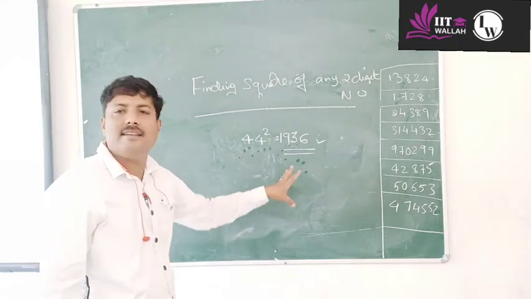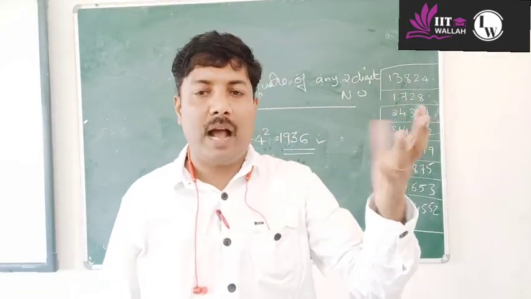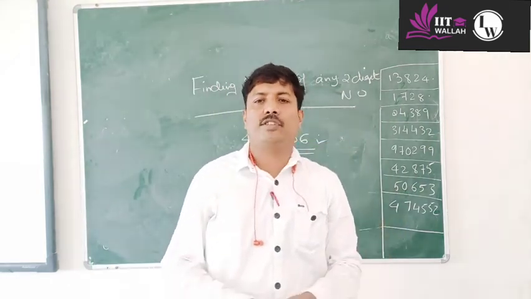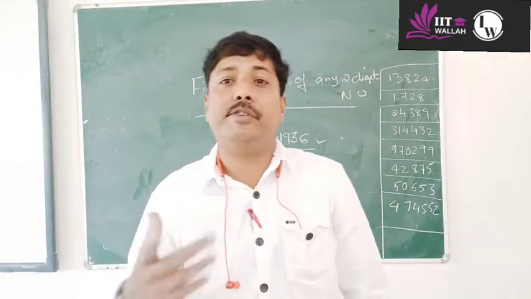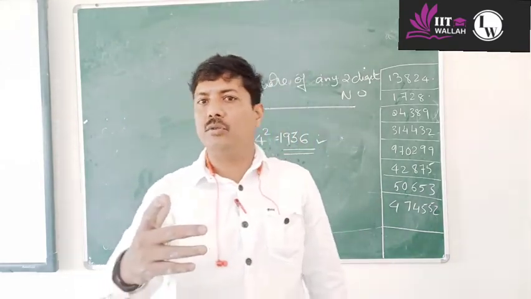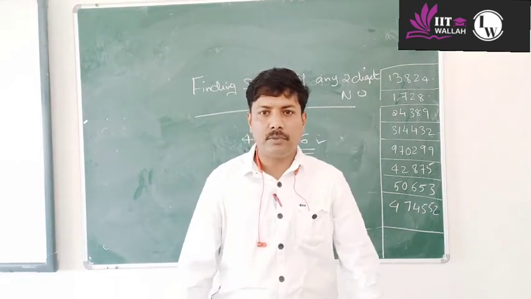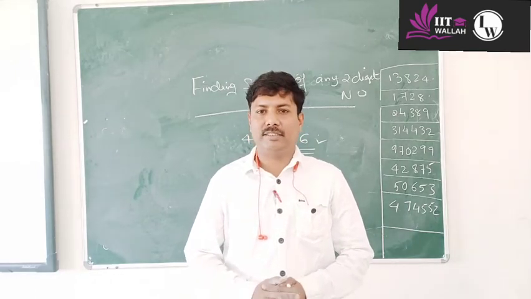So this is a very easy method to find the square of any 2 digit, 3 digit, 4 digit number. I will teach you 3 digit later and 4 digit after that. So first of all you need to learn properly how we can find the square of any 2 digit. Then only I can teach you 3 digit, 4 digit. 3 digit is also very easy. Okay? Hope all of you understood this properly.